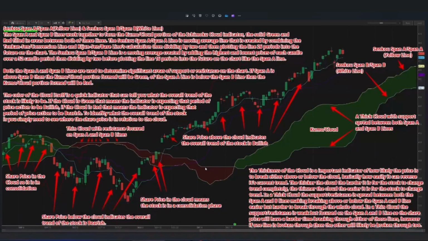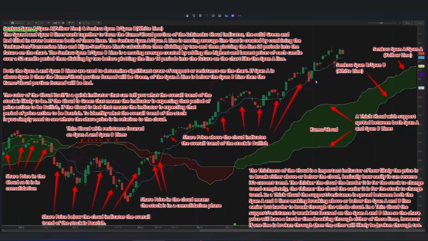For the Span B line, you take the last 52 candles in the chart, add the highest and lowest price of each of those candles, and then divide by 2. And then you plot that line onto the chart and push it 26 periods into the future. So you can see that the cloud is actually further ahead of the current share price. And we'll get into why it's pushed 26 periods into the future as well in a little bit.